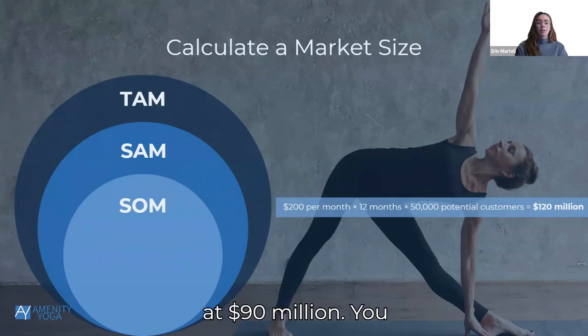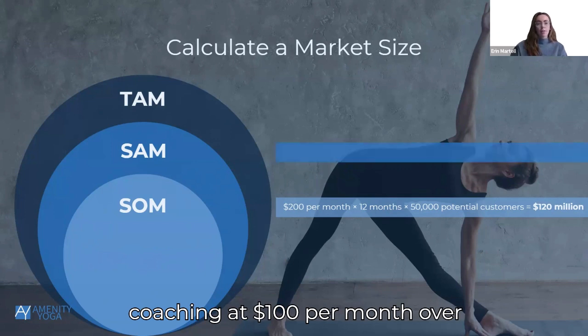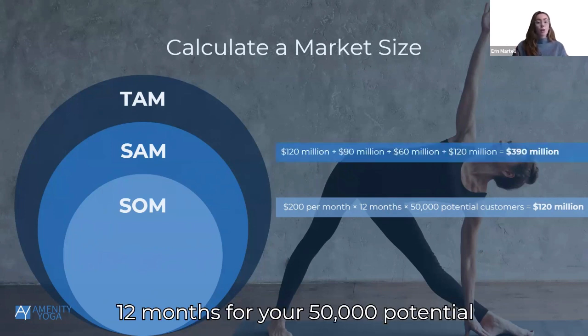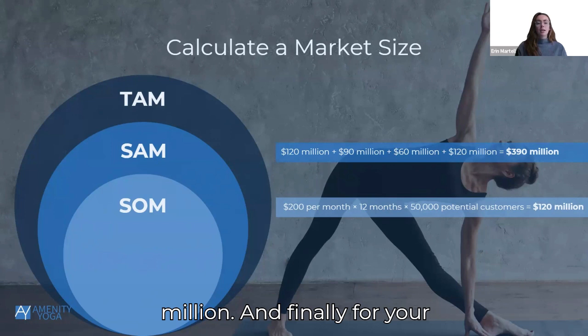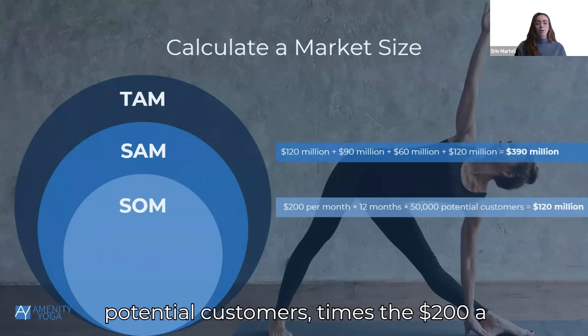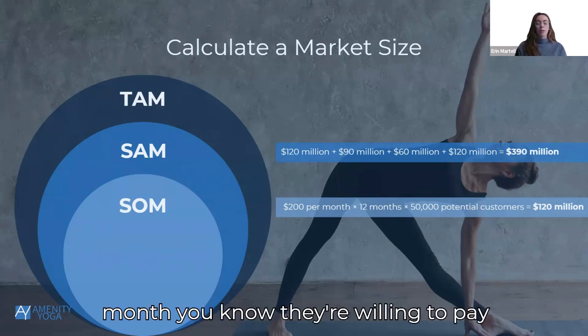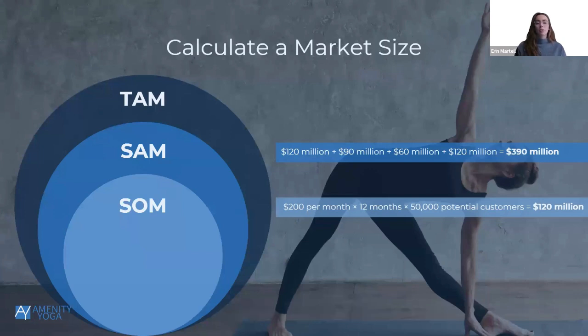months at $90 million. You can also determine that for fitness coaching at $100 per month over 12 months for your 50,000 potential customers, the value is $60 million. And finally, for your executive coaching, across the 50,000 potential customers times the $200 a month they're willing to pay over 12 months, it's $120 million.